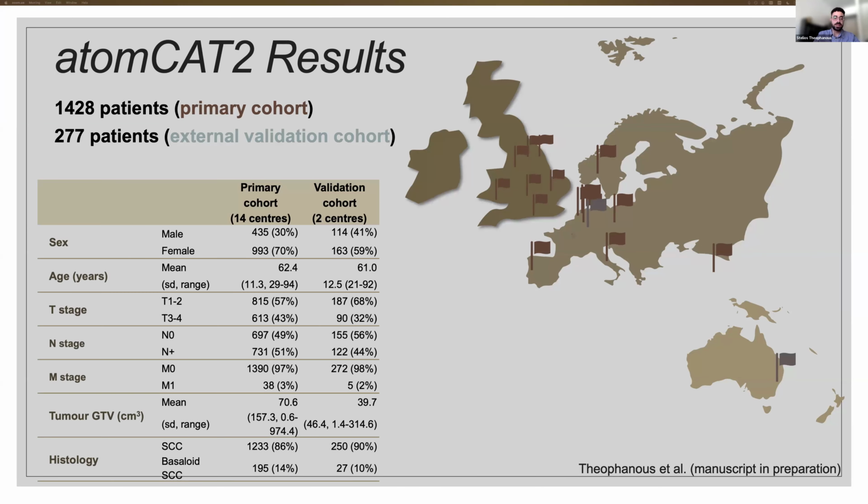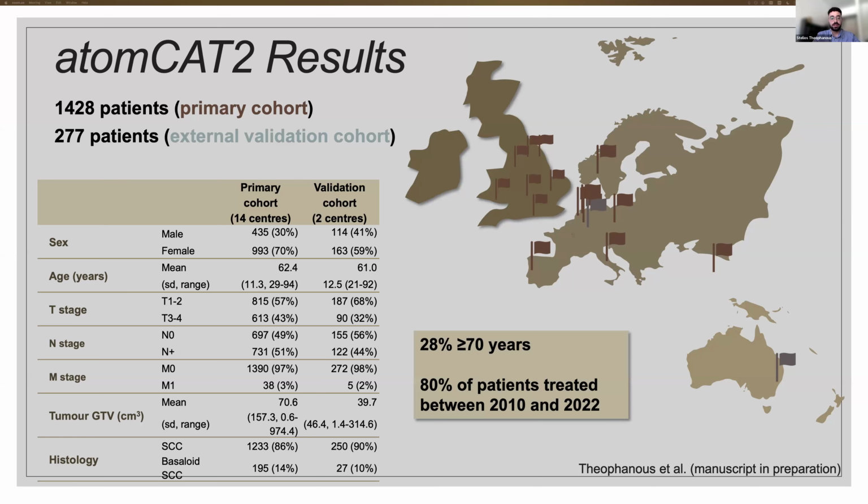And these are the summary statistics from the primary and validation cohorts, but I'm not going to go through these in detail. Instead, I want to highlight that almost 28% of patients were 70 years or older, and these are the patients that are likely to be excluded from clinical trials. So this is what we mean by learning from every patient. In addition, more than 80% of patients were treated between 2010 and 2022, showing that this was a rather contemporary or modern cohort.